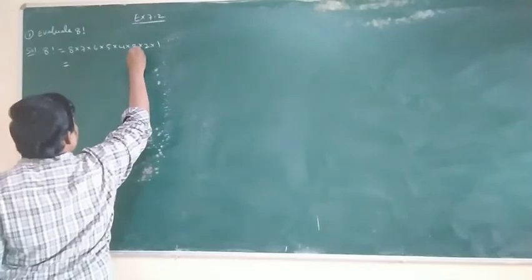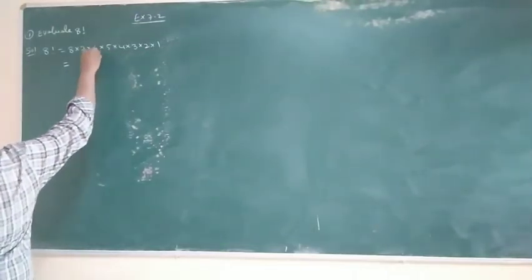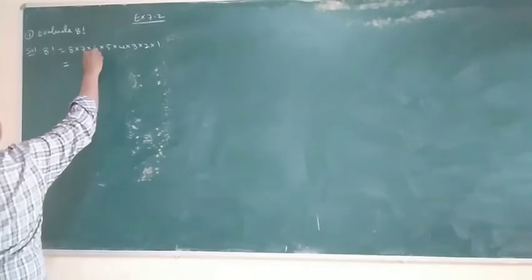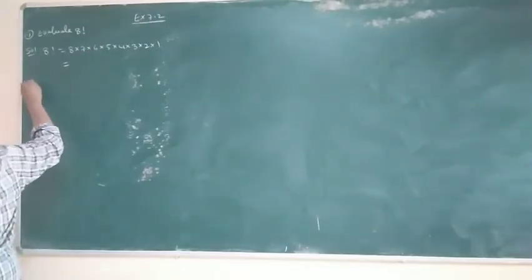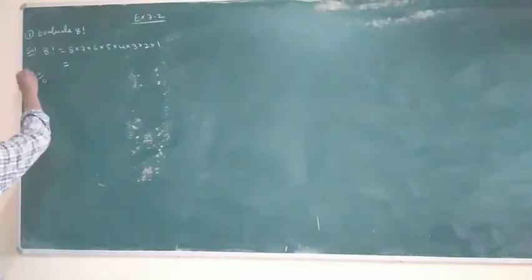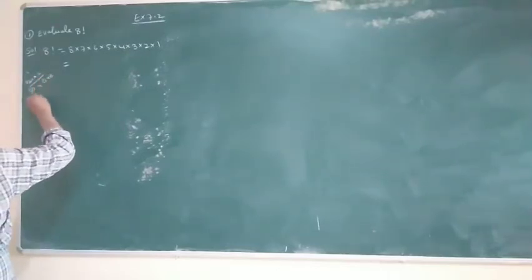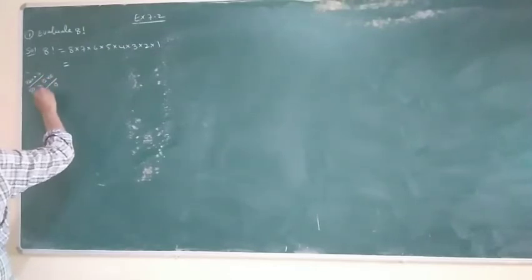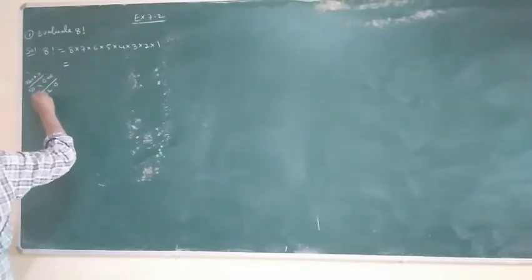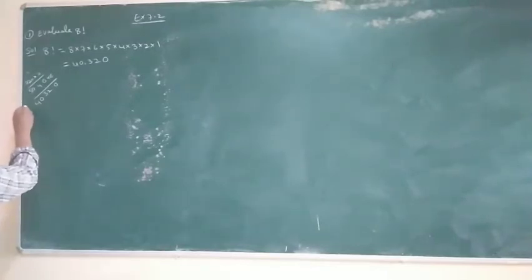1 2 is 2, 2 3s are 6, 6 4s are 24, 24 5s are 120, 120 into 6 is 720. Okay, 720 into 7 is 5040, 5040 into 8 is 40,320. So second problem.